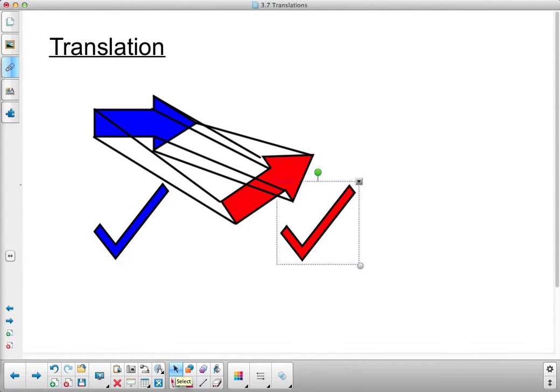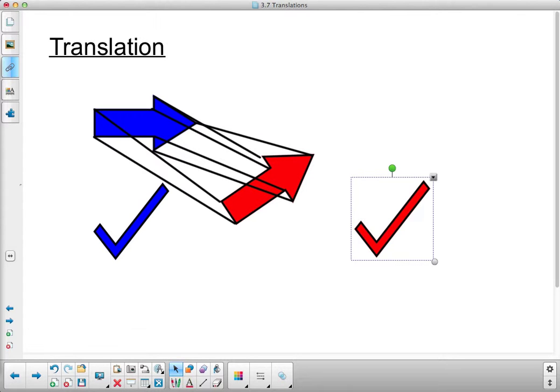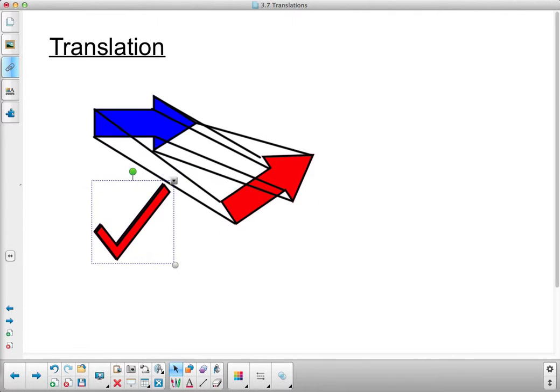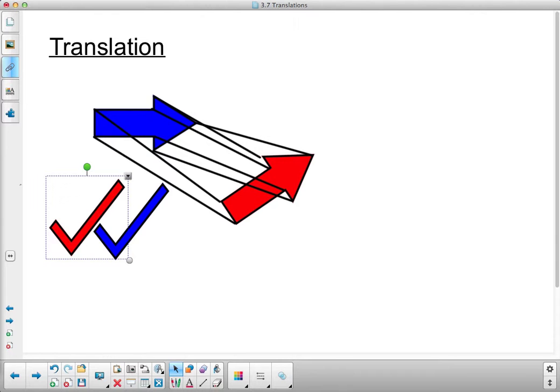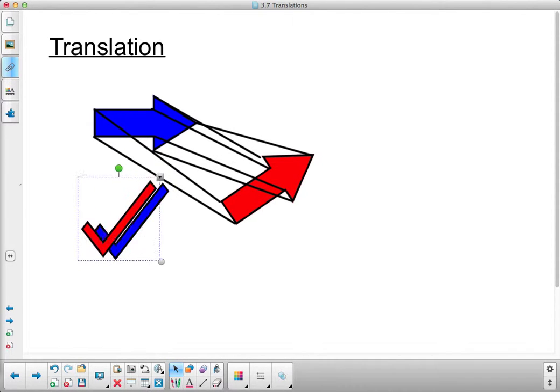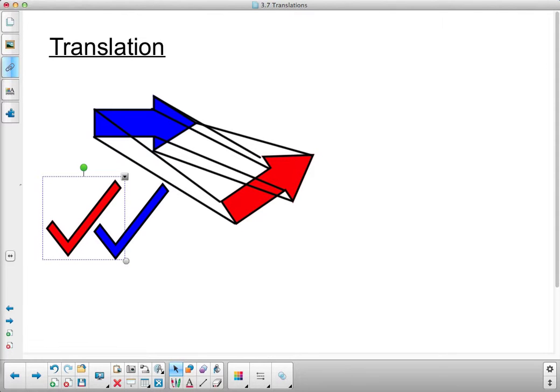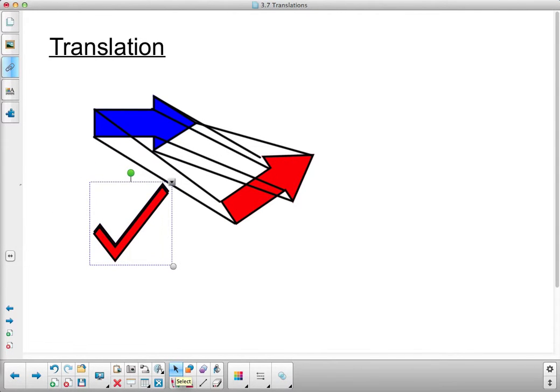Okay, if I go this way, is that a translation? Yes. What if I go this direction? Is that a translation? Yes, it is, because you can still match up. It still makes a straight path. So if I match up the edges, would those all be parallel connections? Yes, they would. So as long as you're not turning it, it is a translation.